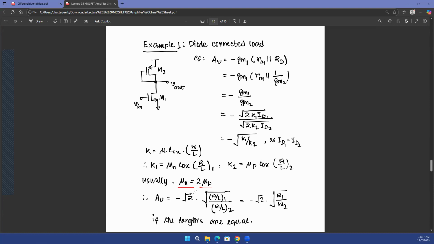And in that case, the voltage gain is going to be minus square root 2 times square root of W over L of 1 divided by W over L of 2. And if lengths are equal for these two transistors, then it is again going to be square root 2 times square root of W1 divided by W2. That's going to be the overall gain of the circuit.